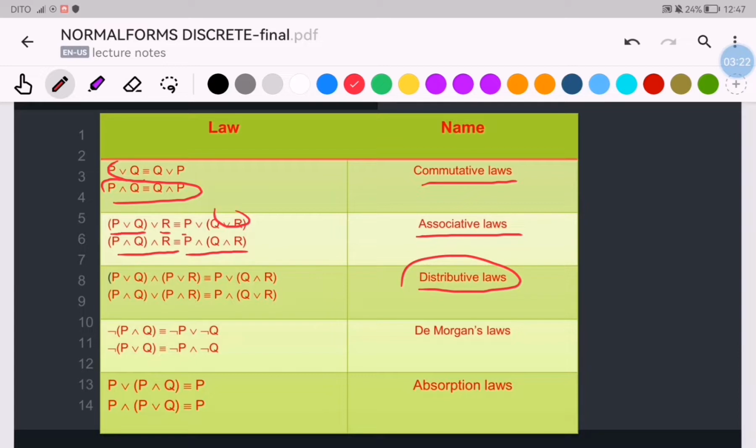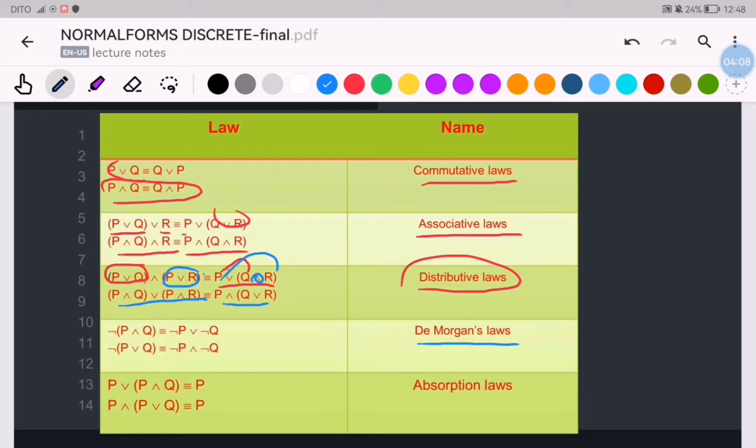The distributive law is about the word distribute. For example, P disjunction (Q conjunction R). Meaning, you distribute P to Q: P disjunction Q. And next, you distribute P to R: P disjunction R. Then you copy the conjunction sign between them. It is always the same. Meaning, you just distribute.